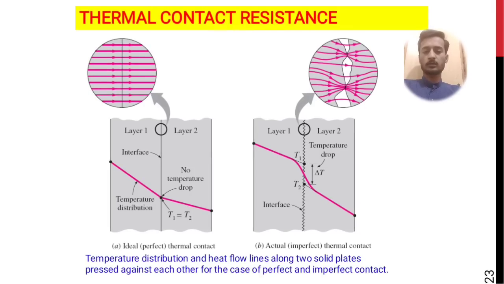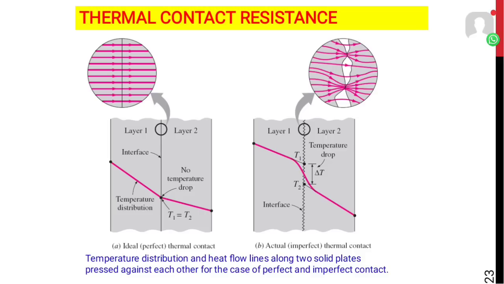Thermal contact resistance. Layer 1 and layer 2. Layer 1 interface. The temperature distribution and heat flow lines along two solid plates pressed against each other, for the case of perfect and imperfect contact.